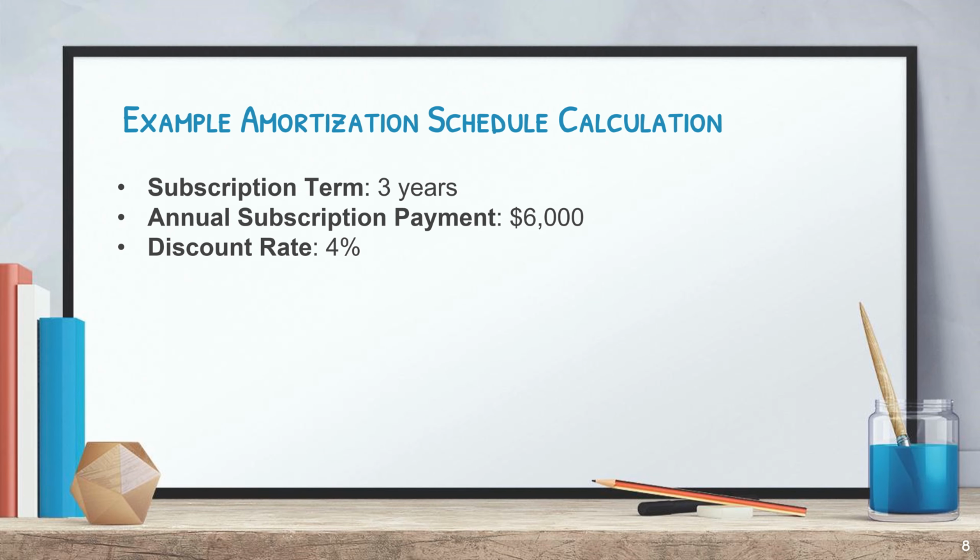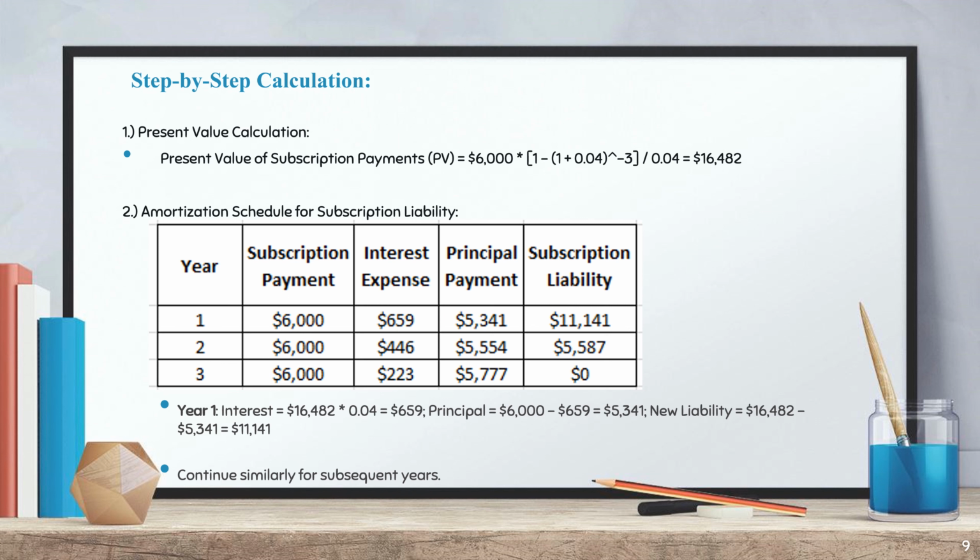Let's look at an example. Let's assume the following SBITA details. Subscription term, 3 years. Annual subscription payment, $6,000. Discount rate, 4%. So the first step is to calculate the present value of the subscription payments. Using the formula, the present value of the payments is approximately $16,482. And this amount becomes the initial subscription liability.